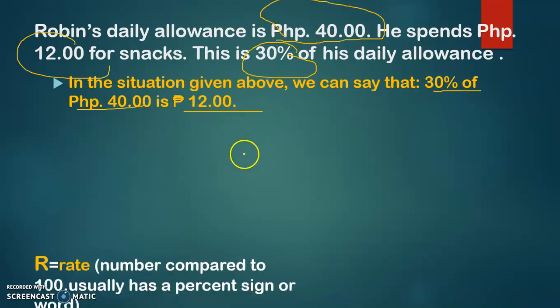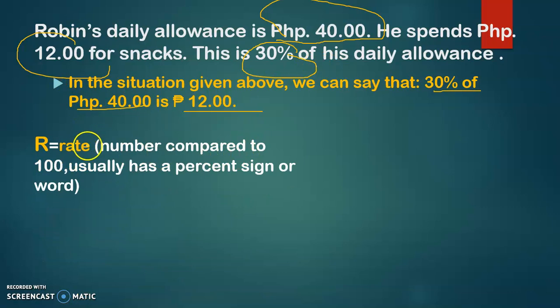Okay, let us elaborate. Meron tayong tinatawag na rate or R. Rate is the number compared to 100. Ito yung sinabi natin kanina. Number compared to 100 usually has a percent sign or word. Kaya kung titingnan mo dito sa example na to, makikita mo agad na 30% ang merong percent sign. That is why 30% is the rate.